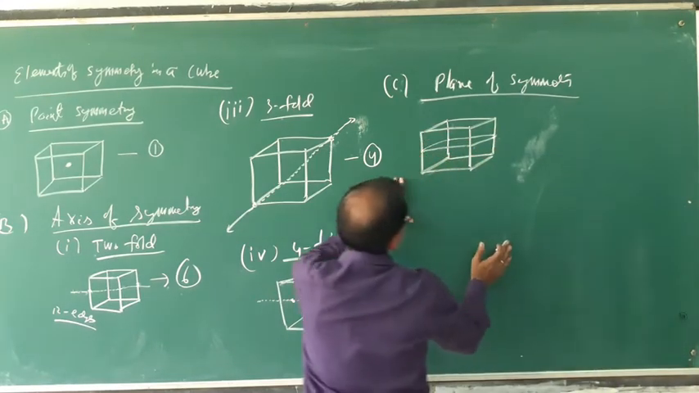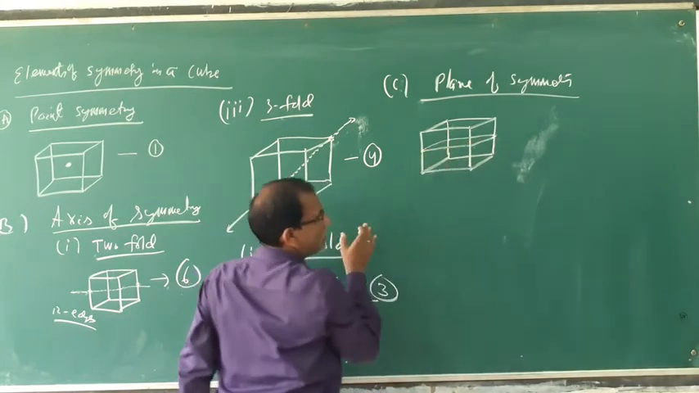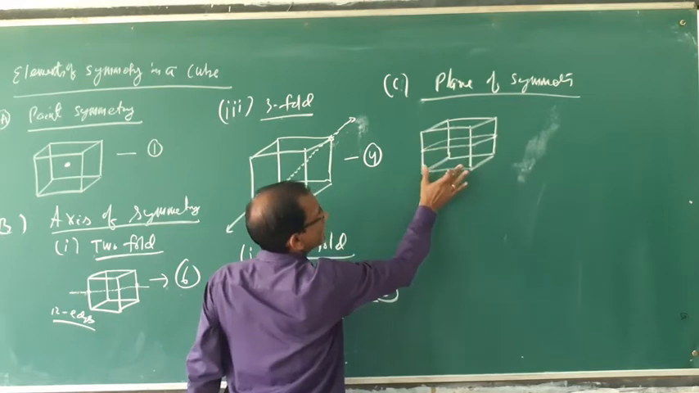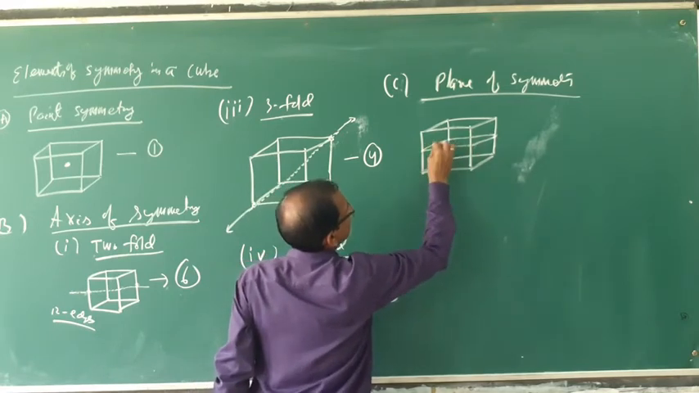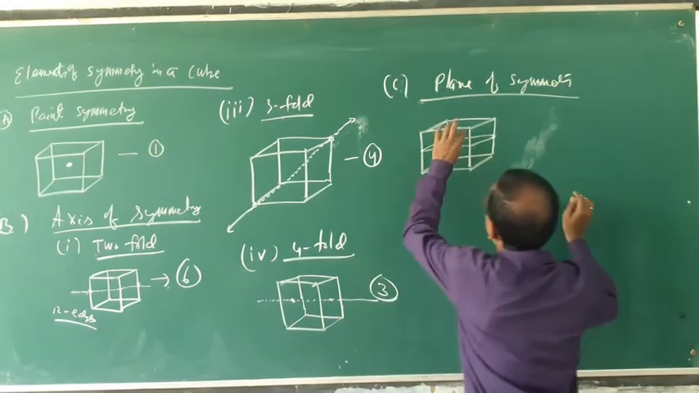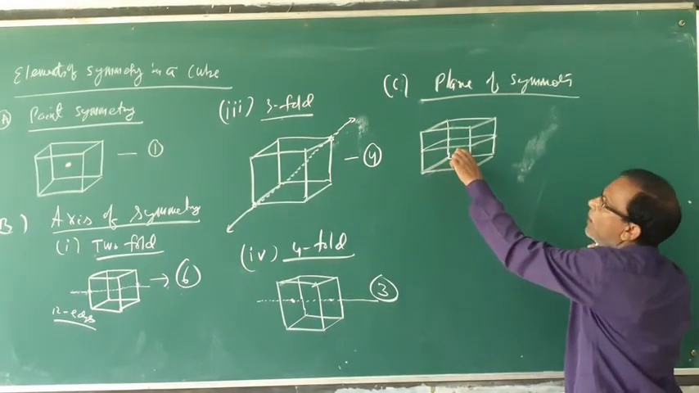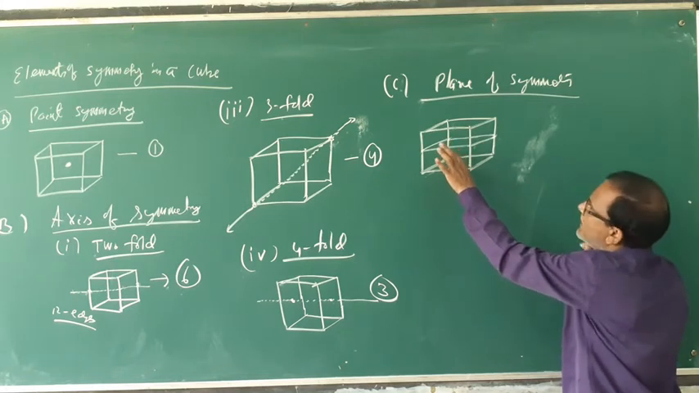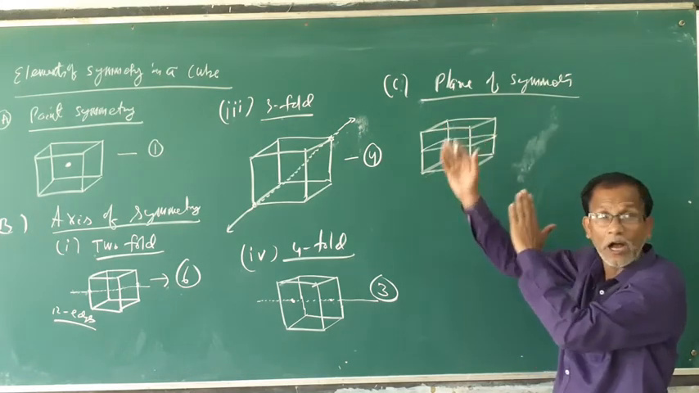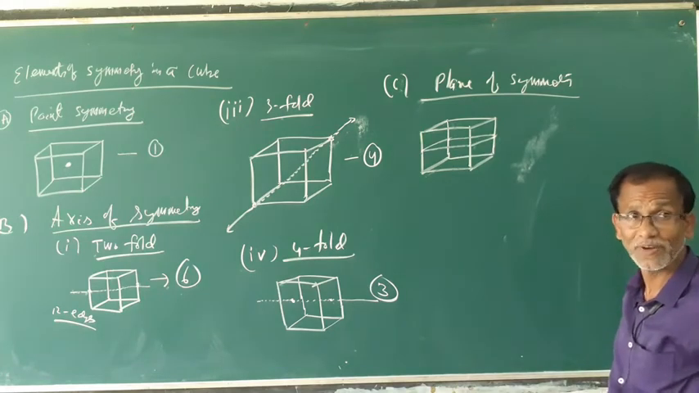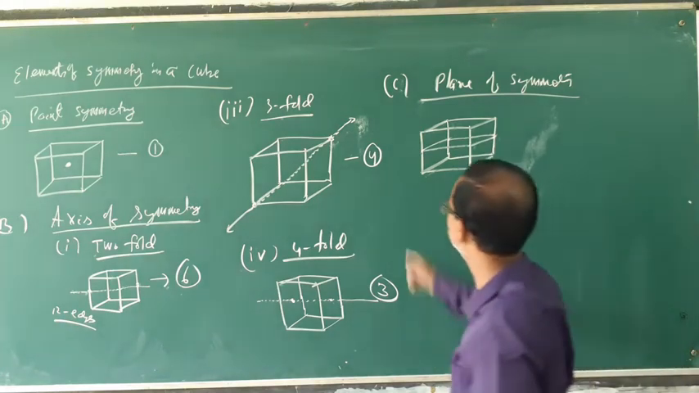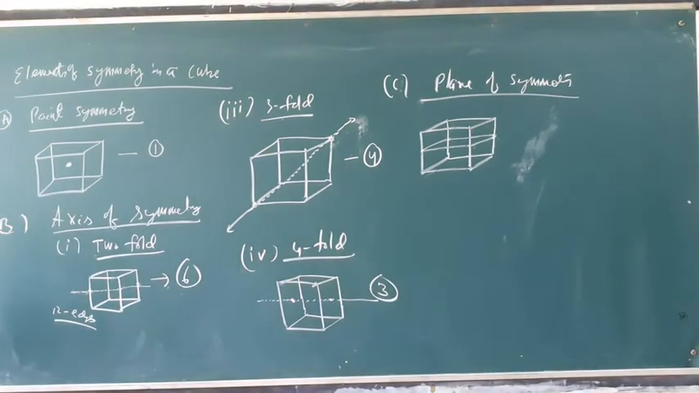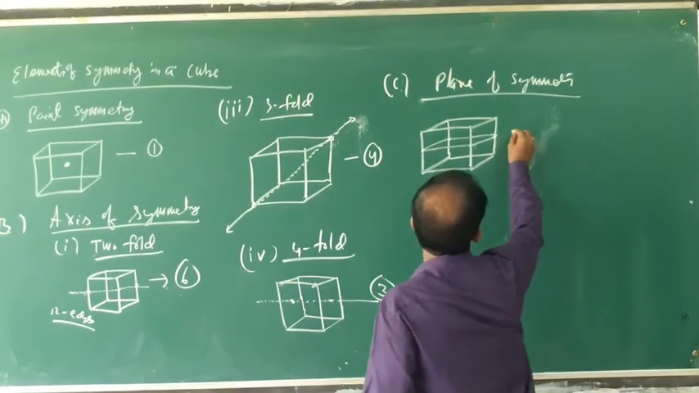Just you see. This is your cube. If you take these sides, this pattern, this is one division. That means upper half equals lower half. Upper half of the cube equals lower half. Similarly, in the other direction. How many types are possible? This is called plane of symmetry. Plane of symmetry taking a rectangular plane.